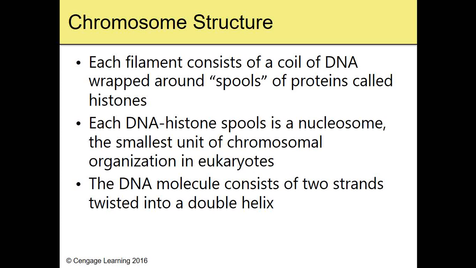So, like I was talking about before, each coil of DNA is wrapped around those spools, and those proteins that act like those little spools of thread are called histones. And so histones come together and they form a group of 8, and that's called a nucleosome. So it's almost kind of like putting several spools together and then being able to use them as like one super spool. And so this is the smallest unit of chromosomal organization in a eukaryote.